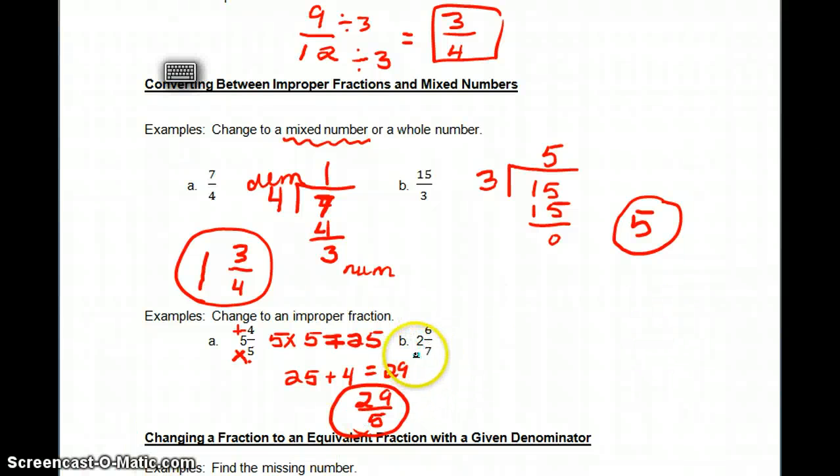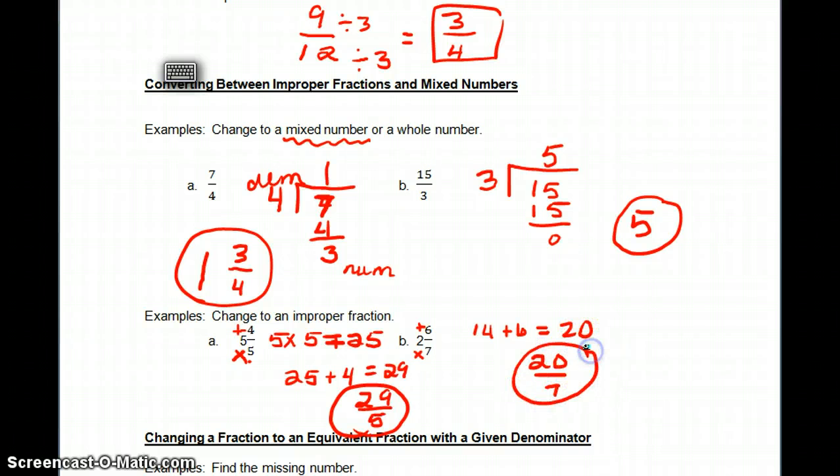Okay, remember your steps here, guys. We want to make sure that we're multiplying the denominator by the whole number and then adding the result to the numerator. So 2 times 7 makes 14. 14 plus 6 would give us 20. Our denominator always stays the same, so we would end up with 20 over 7, 20 sevenths.